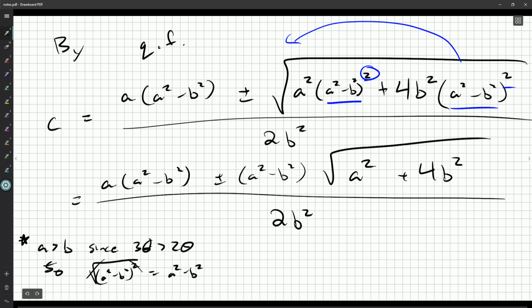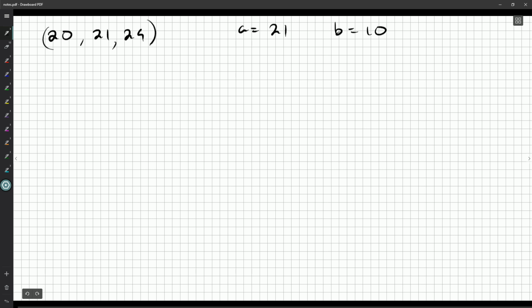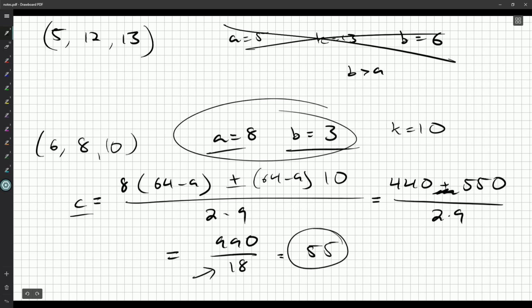So maybe try something like 20, 21, and 29. So my A is 21, my B is going to then be 10. Well, then the A and B aren't close again. This A and this B were kind of close. They were the wrong way around.